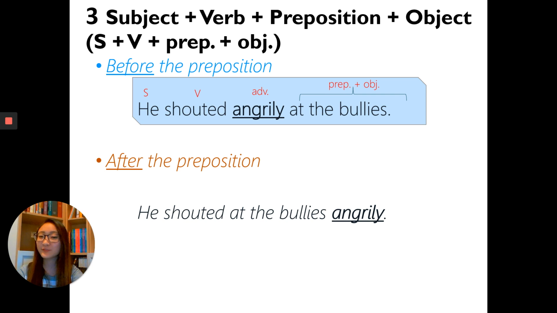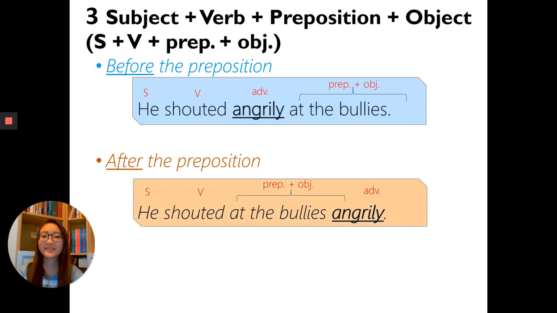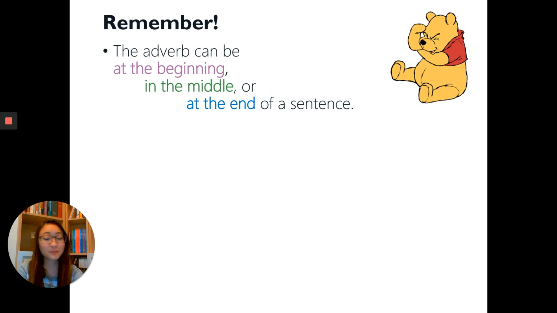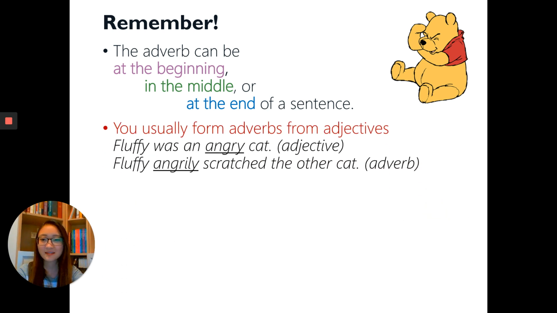Adverbs are very flexible. They can go anywhere. So here's your subject again. He shouted. Here's your preposition. And then your adverb, angrily. So saying the same thing again, these two sentences, but the adverb can go either before your preposition or after the preposition. And it means the same thing, doesn't change the meaning. Remember, the adverb can be at the beginning, in the middle, or at the end of a sentence.